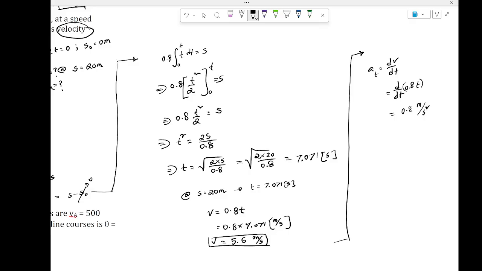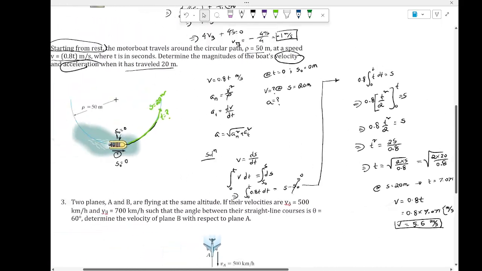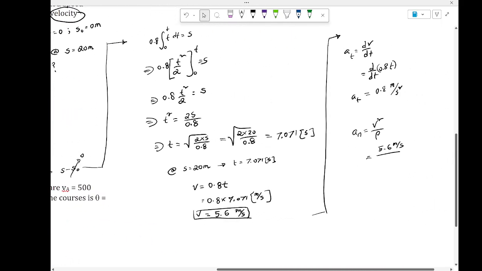Meters per second squared. The same thing comes up here again. How do we come up with the unit for 0.8? Because there's the SI base unit. And then a_n, which is v square over rho, right? What is my v value then? 5.6. What is my rho? Anyone? Is it 50?